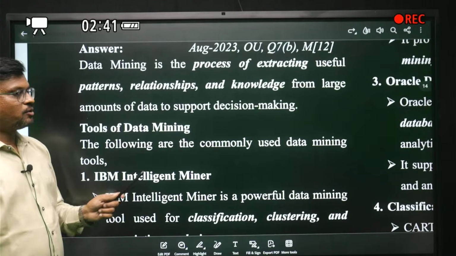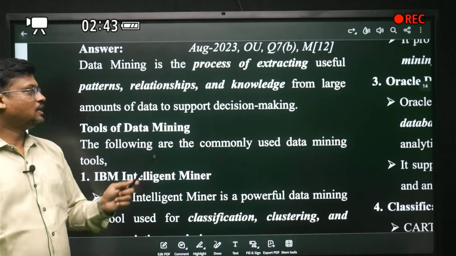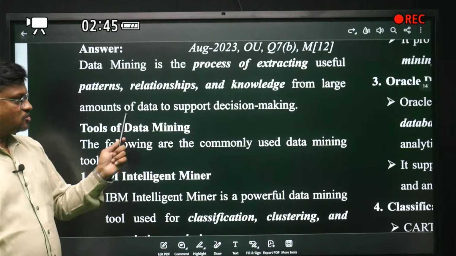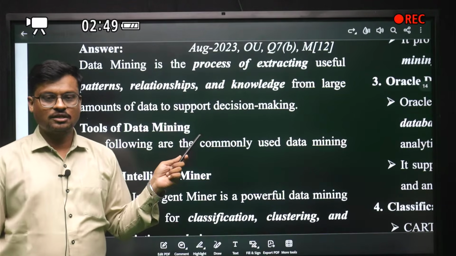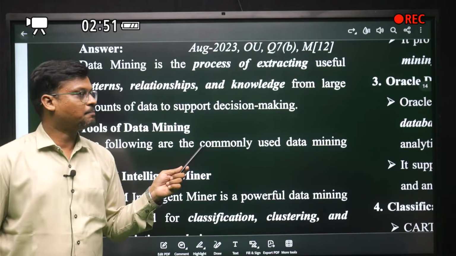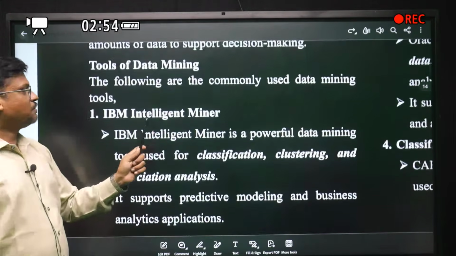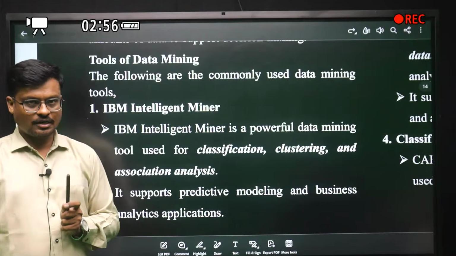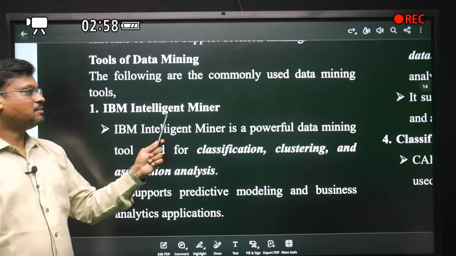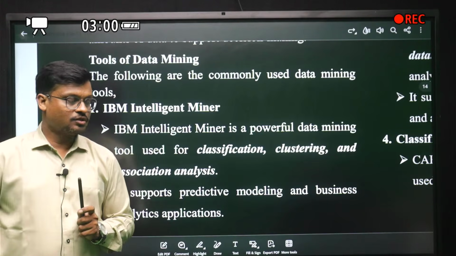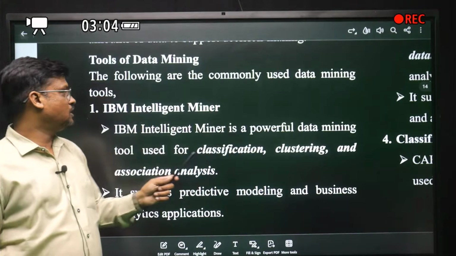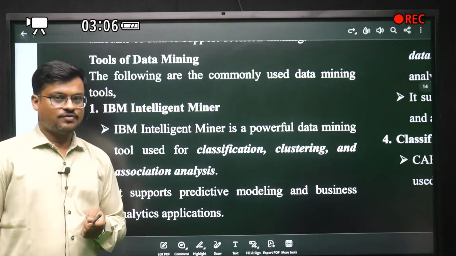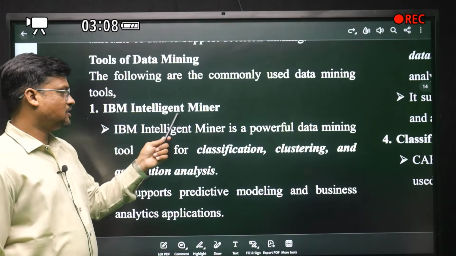Data mining is the process of extracting useful information, relationships, and knowledge from a large amount of data to support decision making. This is called data mining. Tools of data mining. The following are the commonly used data mining tools, and the very first one is IBM Intelligent Miner.